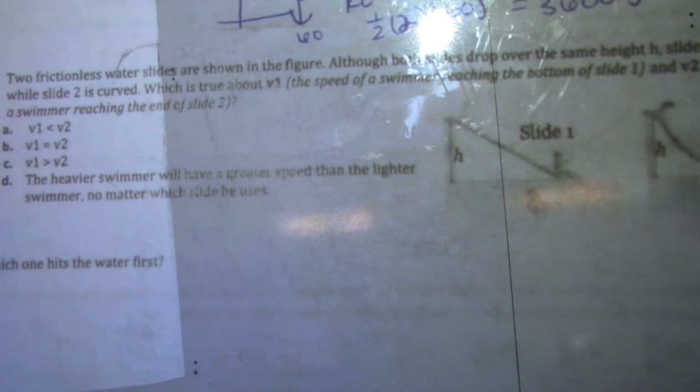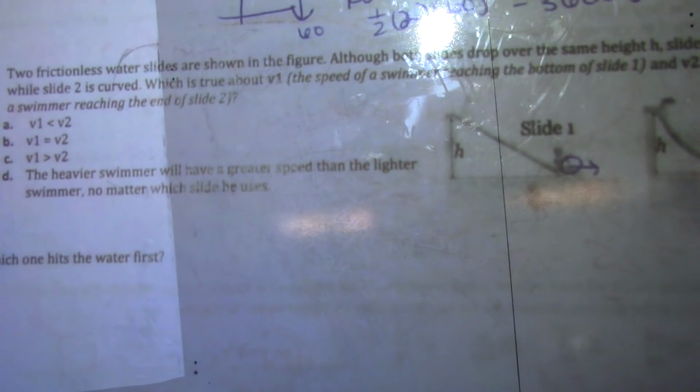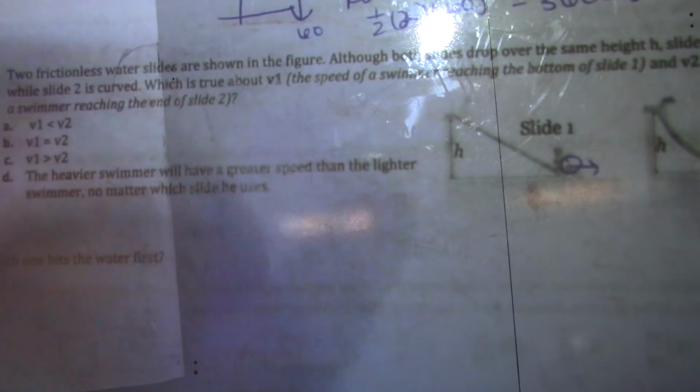Two frictionless water slides are shown in the figure. Both drop over the same height. One is straight, one is curved. What is true about the velocity of this one when it comes down compared to this one when it comes down? So let's think about it.